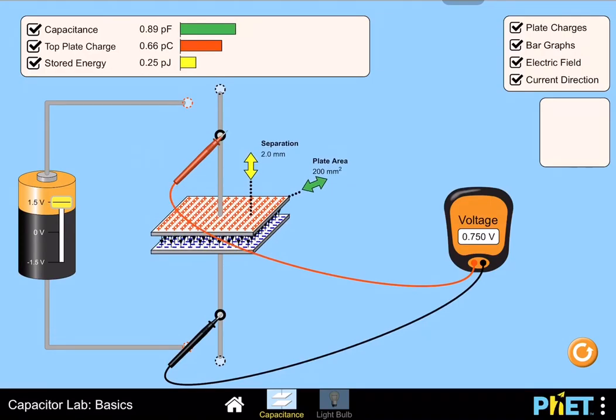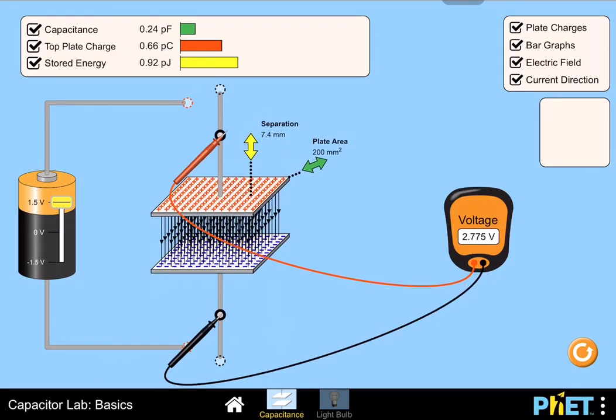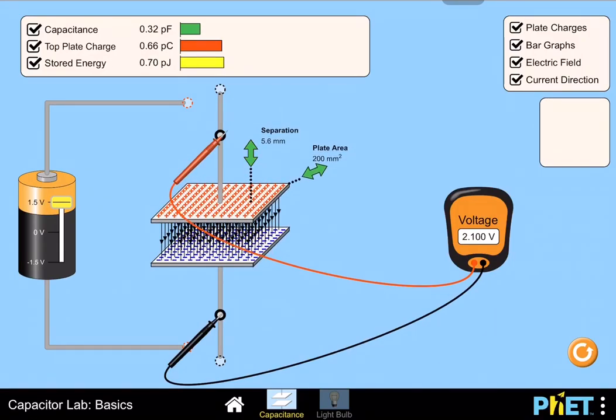The voltage is changing, the capacitance is changing, but the plate charge, which is shown by the red color, is not changing. So the two parameters that remain absolutely constant are the plate charge and the electric field.